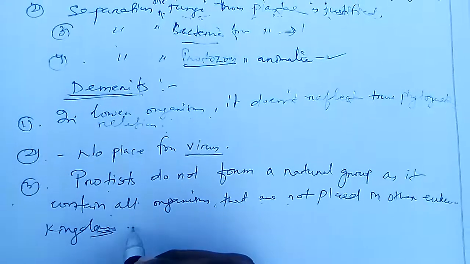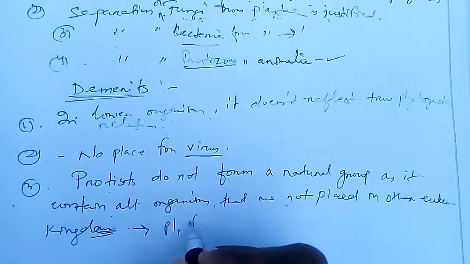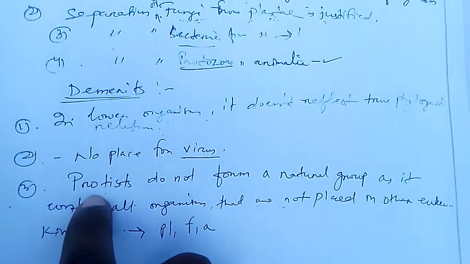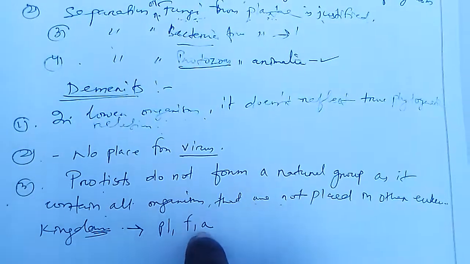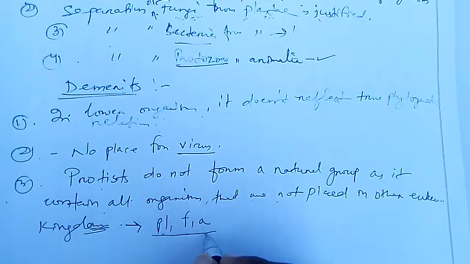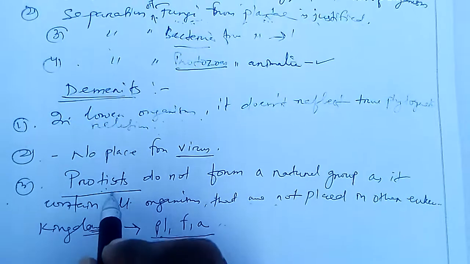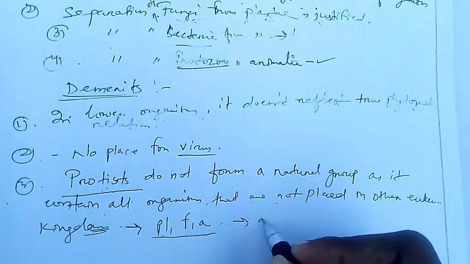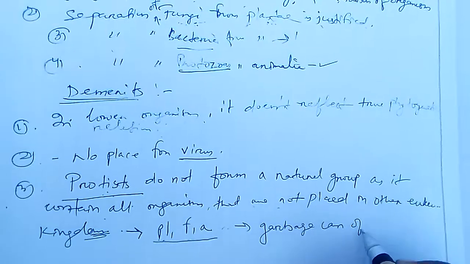What are the other eukaryotic kingdoms in the 5 kingdom classification? Those are Plantae, Fungi, Animalia. Apart from Monera, Protista is a eukaryotic kingdom, but the other eukaryotic kingdoms are Plantae, Fungi, Animalia. Those organisms which are not placed in Plantae, Fungi and Animalia are placed in the kingdom Protista. That's why Protista is sometimes called the garbage can of classification.